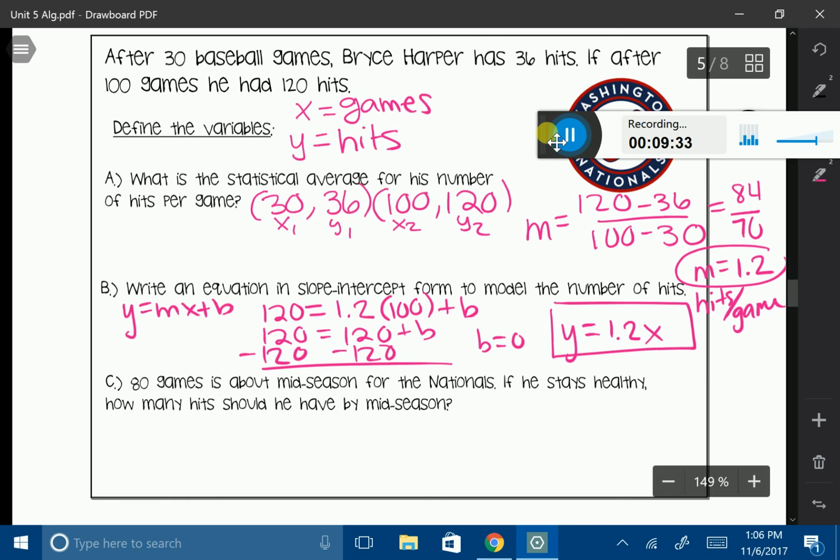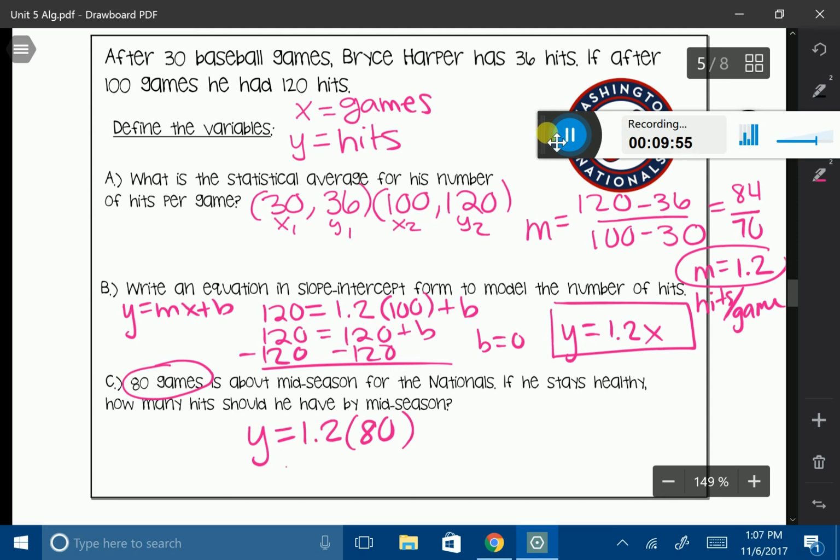All right, now let's see what we can do here. 80 games is about mid-season for the Nationals. If he stays healthy, how many hits should he have by mid-season? All right, so mid-season is about 80, 81 games. So let's go ahead and test it with 80 games. Again, games is our x value, so we're looking for our y value. 1.2 times 80.